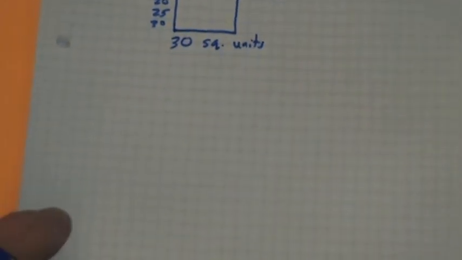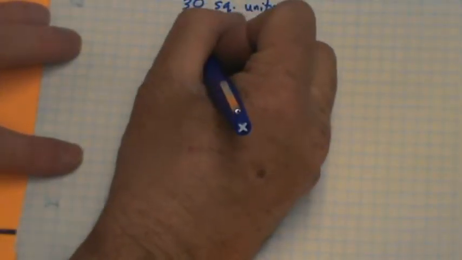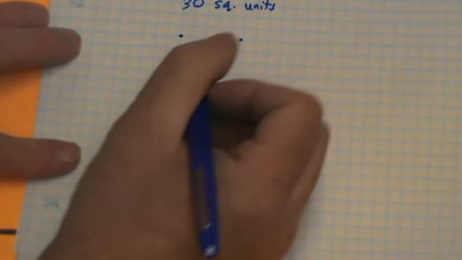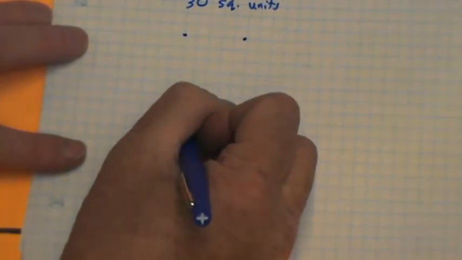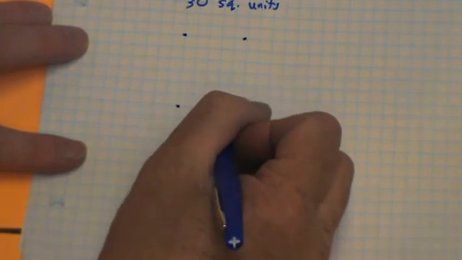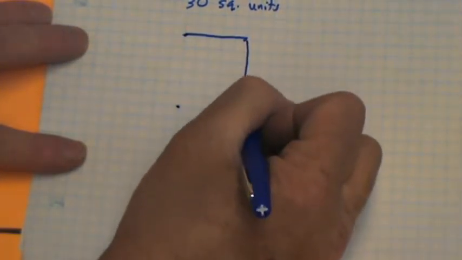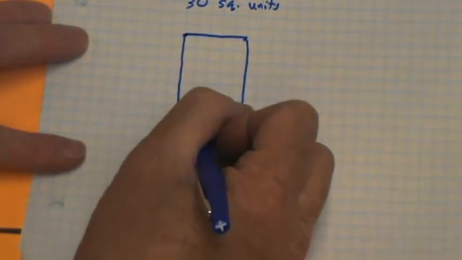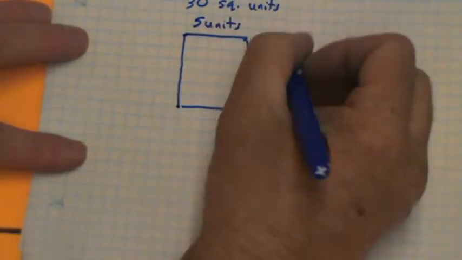Yet there's another way, boys and girls. Let's take a look at it. I'm going to do it in the same exact rectangle. 1, 2, 3, 4, 5. Let's do 6 down: 1, 2, 3, 4, 5, 6 down. 1, 2, 3, 4, 5. All right, here we go. 5 across, 6 down, and 5 across. So we have 5 units. We have 6 units.